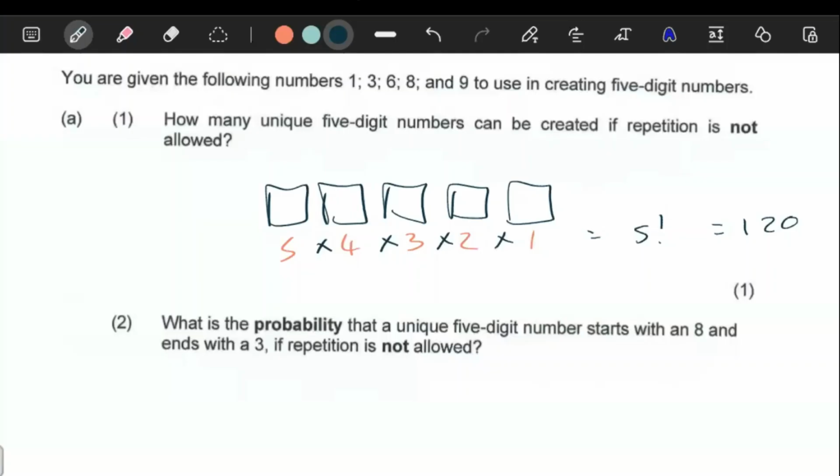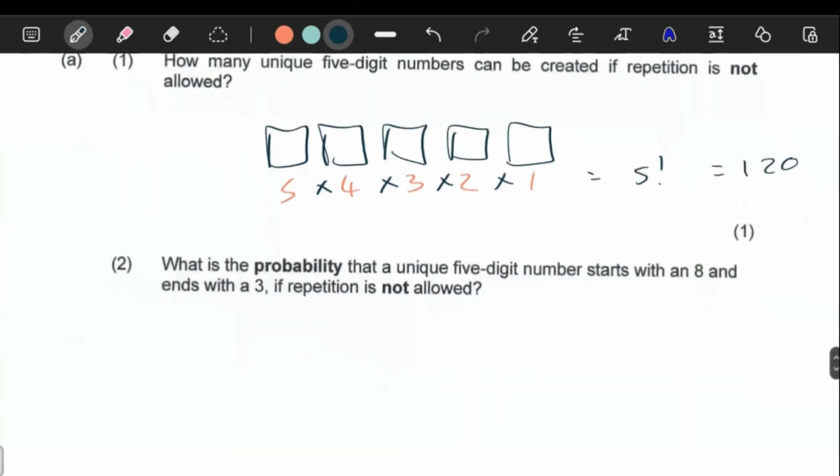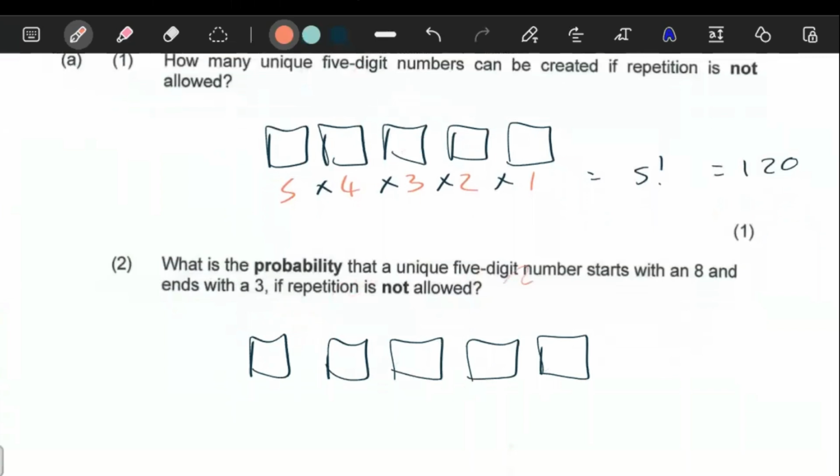Okay, question number 2 says, what is the probability that a unique 5-digit number starts with an 8 and ends with a 3 if repetition is not allowed? Well, this is quite simple again, because there are 5 slots to consider. So when you visualize this, it's always going to be easy. Before you worry about the probability of that happening, you have to work out the number of arrangements where that is happening, and then you just put it over the total number of arrangements where there are no restrictions.